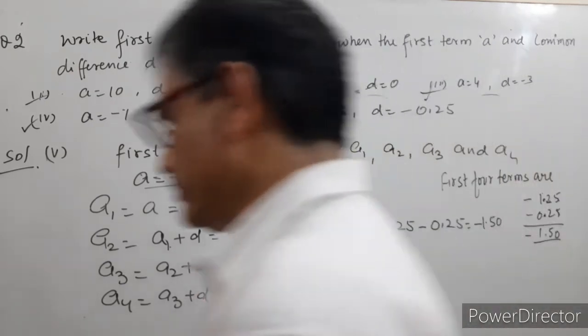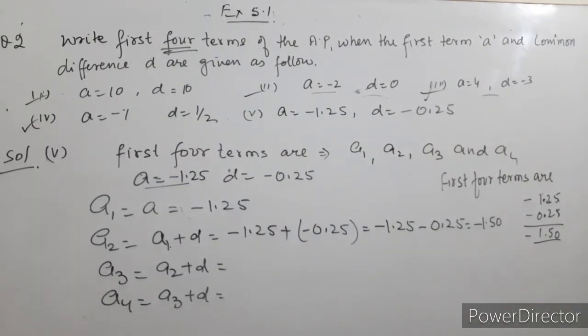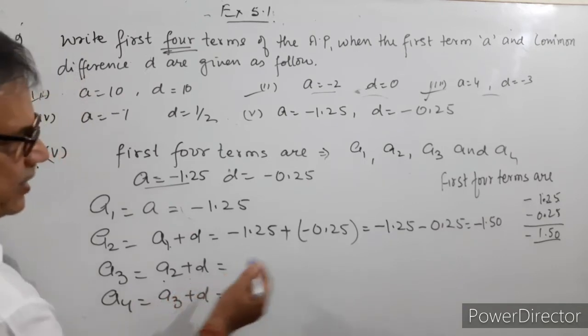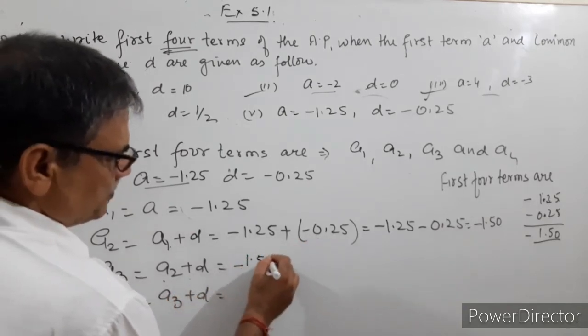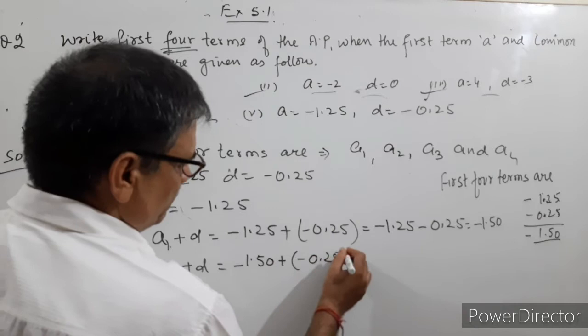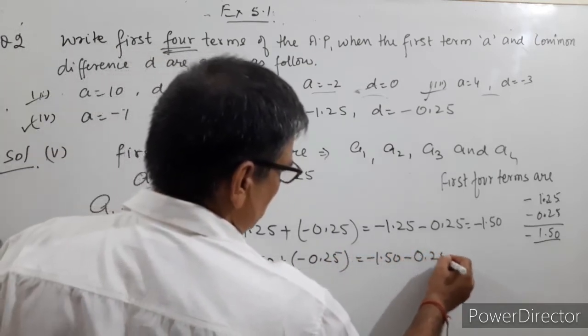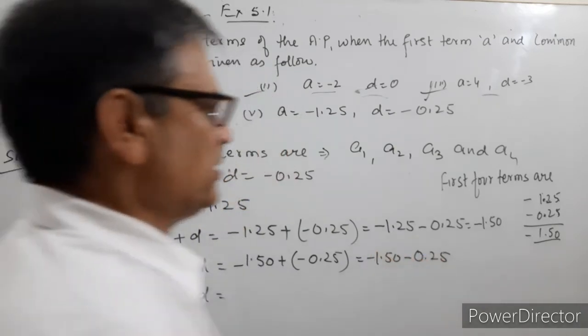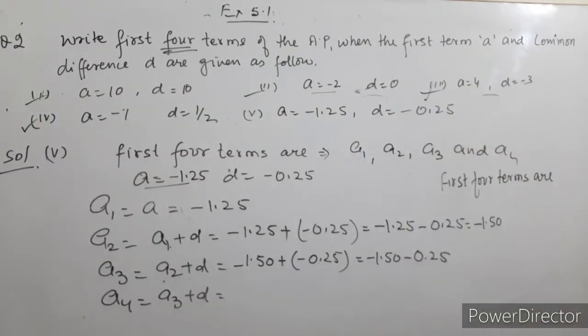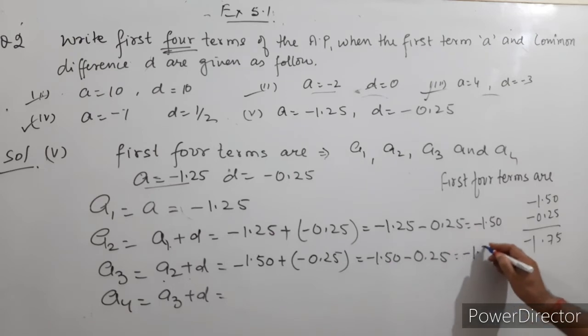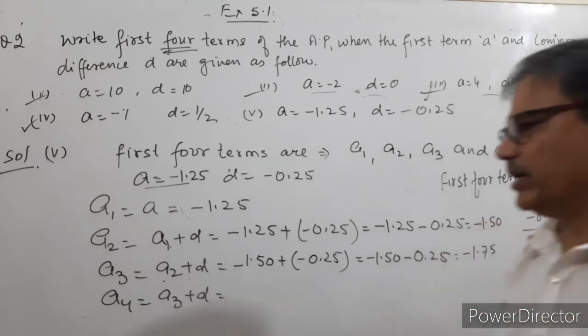And now A3. We have to move to A3. A3 is equal to A2 plus D. What is A2? Minus 1.50 plus minus 0.25. Minus minus plus होते हैं. माइनस माइनस क्या होते हैं? प्लस. So what is your answer? Minus 1.50 minus 0.25 gives 1.75, and the sign will be minus. Minus 1.75. This is our A3.